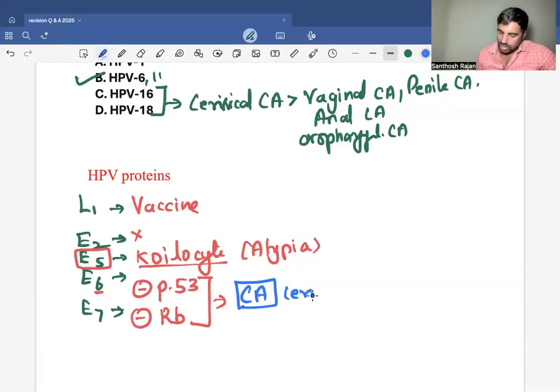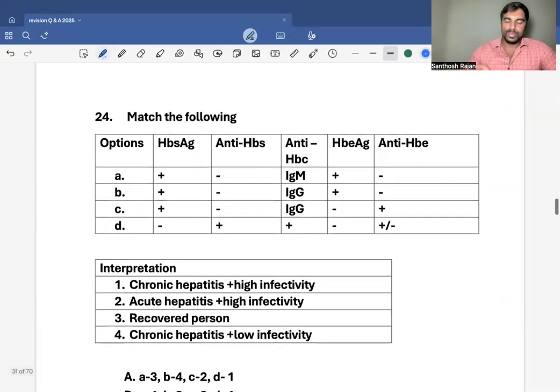That is cervical cancer. Cervix cancer. Okay. So E6-7 has an important role in cancer. E5 also, but that is more atypical, early stage coilocyte, and L1 for making the vaccine. So these are some important vaccines, you know, Gardasil and Cervarix. Okay. That's more a gynae question. Okay. Fine. That's all. Next.